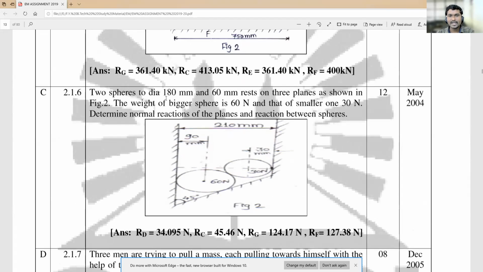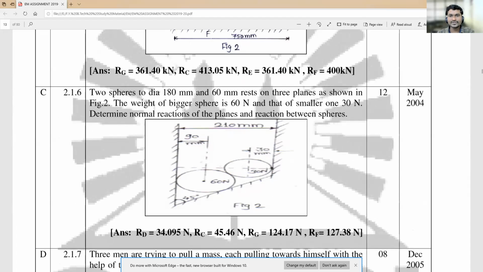Two spheres having the diameters as 180 millimeters and 60 millimeters, means we have to consider this one as of 180 millimeters and this one for 60 millimeters, rest on three planes. Those are the three planes. This is the vertical wall, this is the vertical wall, two planes, and this is the inclined one which is at 45 degrees to the horizontal and vertical.